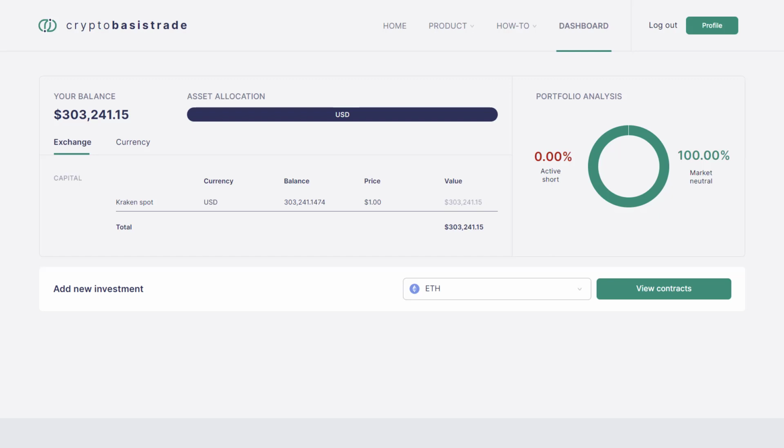This concludes our tutorial on how to establish, monitor, roll over, and exit a basis trade using the Cryptobasistrade platform. For additional information and tutorials, make sure to visit our website's How To section.